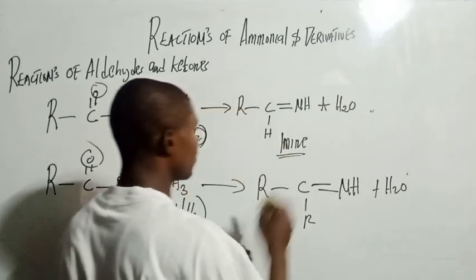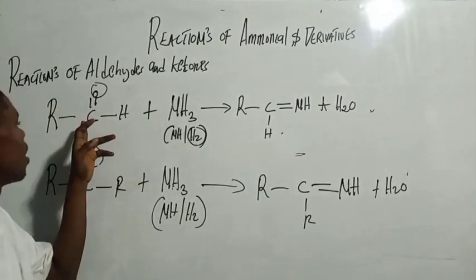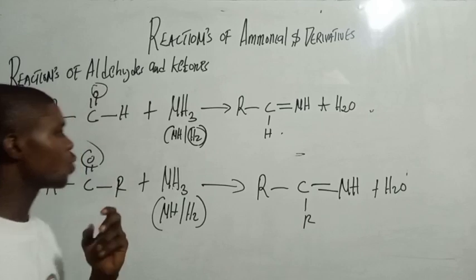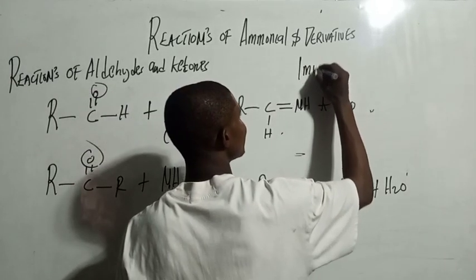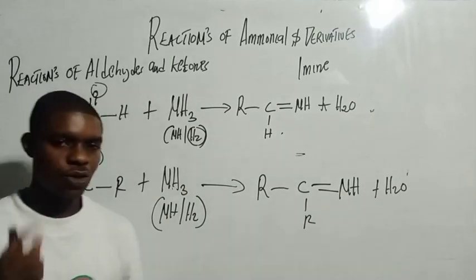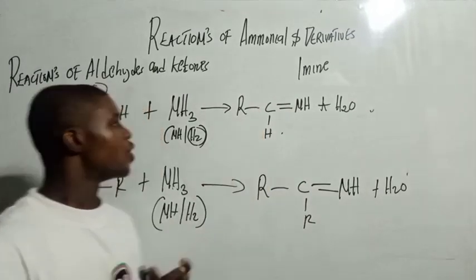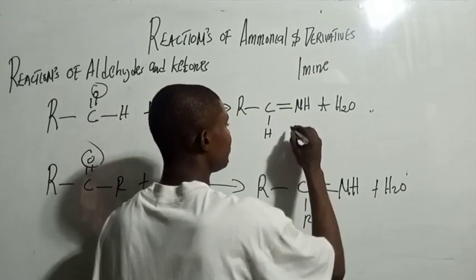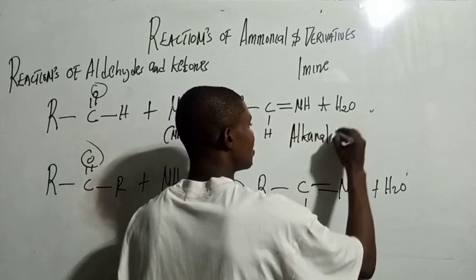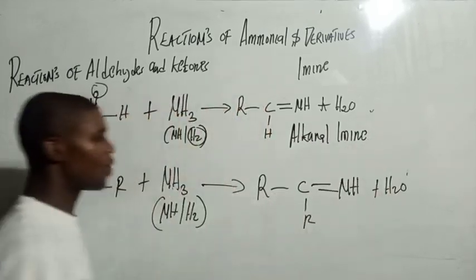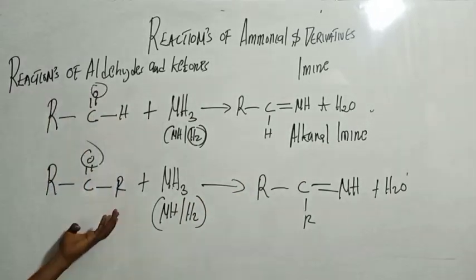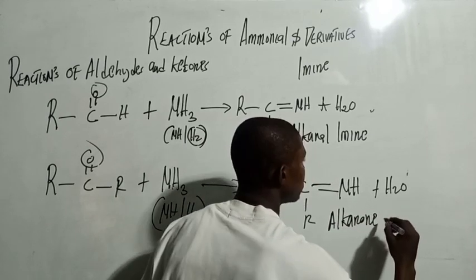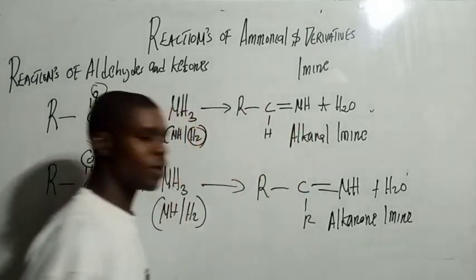Now, what will be the name of this one here? Whenever an aldehyde or ketone reacts with ammonia, the product is always imine. Do you get that? So here is the imine. What will be the name of this one here? Remember, here is an alkane, right? So it's going to be alkane imine. Alkane imine. So that is what will be the product here. Alkanimine.